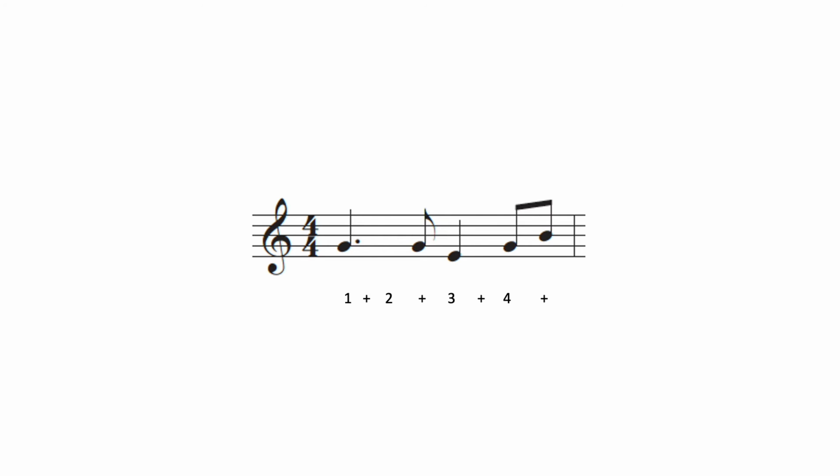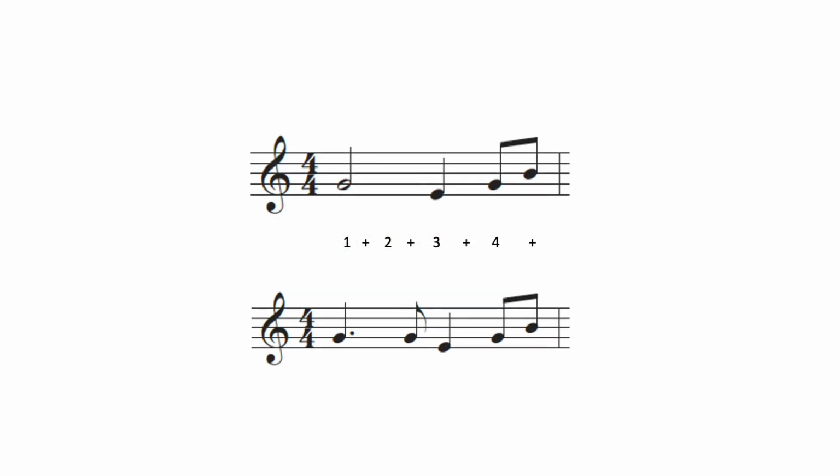Here are the 2 rhythms next to each other. The top measure is the original melody, and the bottom measure is the syncopated melody, using the new dotted rhythm. The top melody, which uses the half note, has the same rhythmic value as the bottom measure, which has the dotted quarter note followed by the eighth note.